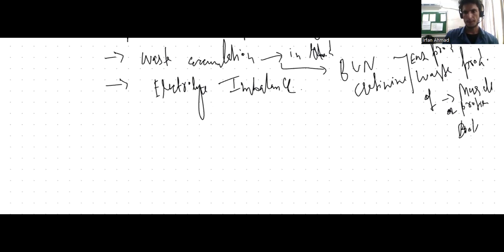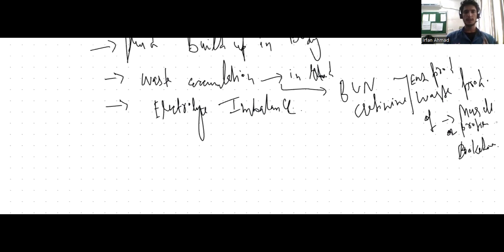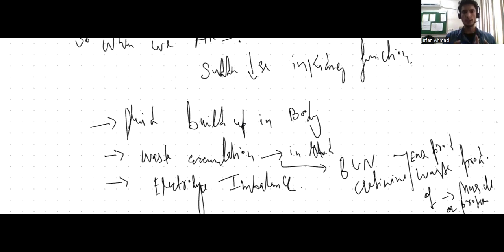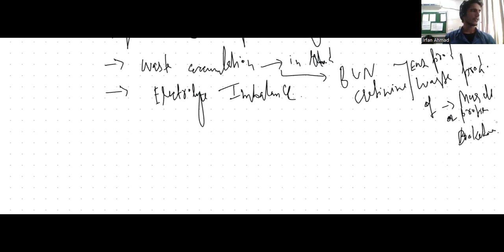So we said there will be a fluid buildup in the body. Second, waste accumulation: BUN, creatinine and other wastes will accumulate in our body or blood. BUN and creatinine are the waste products of muscle or protein breakdown. And third, electrolyte imbalance. We will discuss them further.